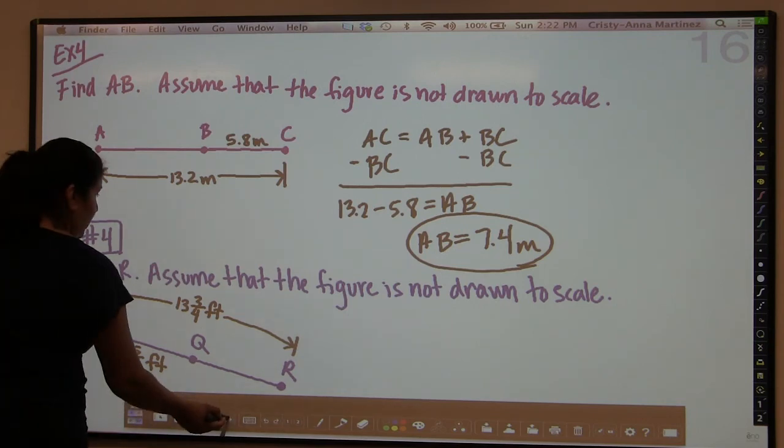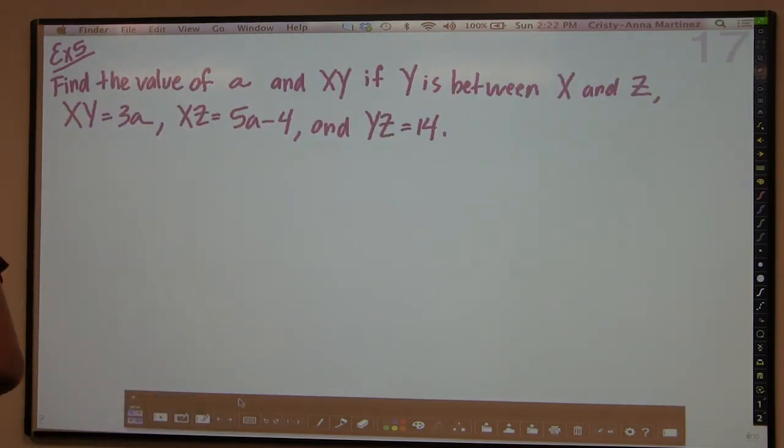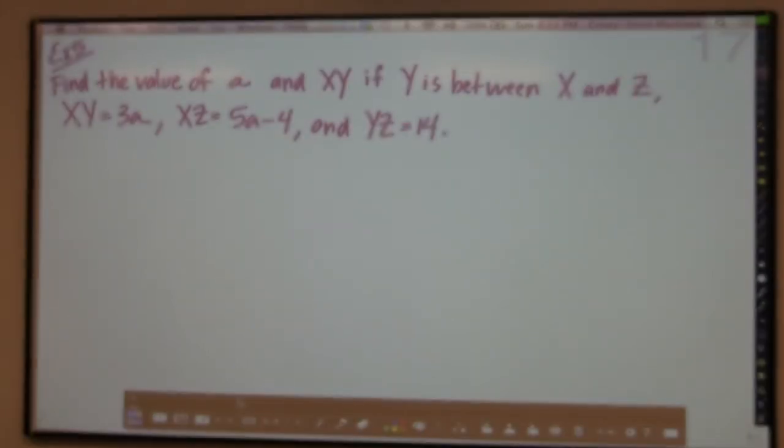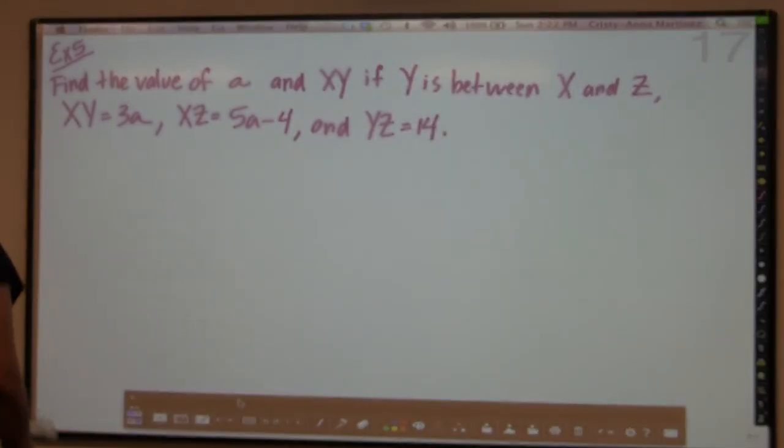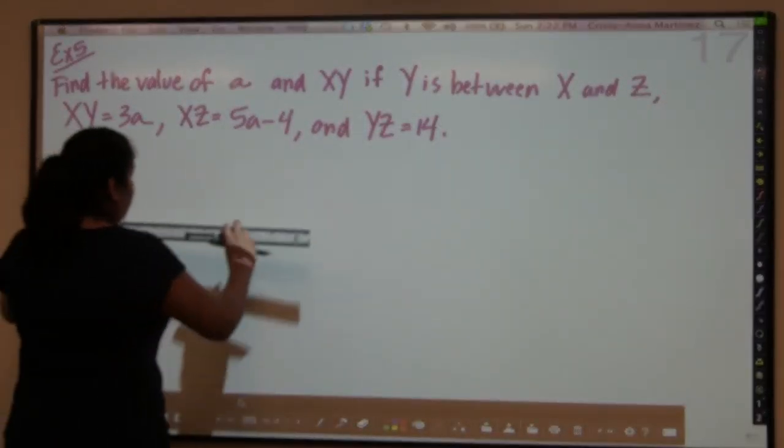Okay? So then we have our last example, which I think is the most interesting. It's: find the value of a and xy if y is between x and z, xy equals 3a, xz equals 5a minus 4, and yz equals 14. By now looking at that, you're going, what in the world did she just say? Remember that in order for all this to work, it has to be collinear. So one of the first things we're going to do, and you should as well, even though it doesn't say, is draw our diagram.